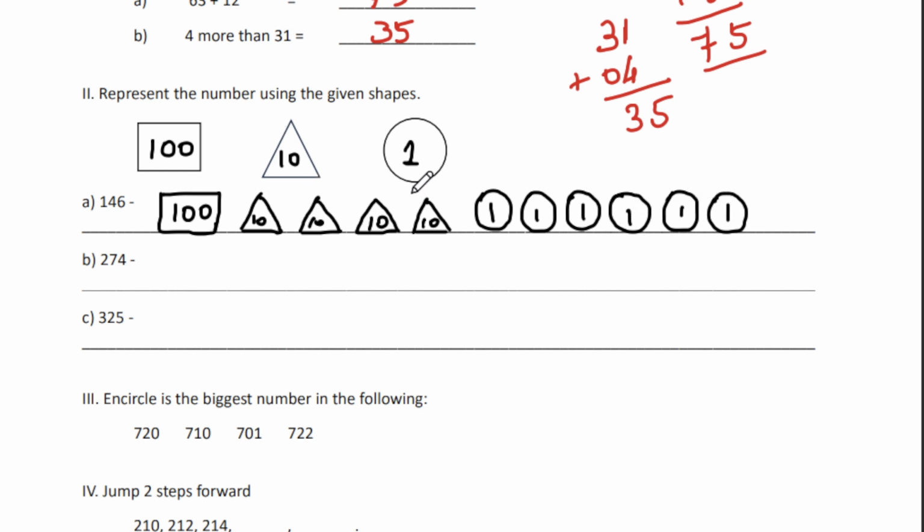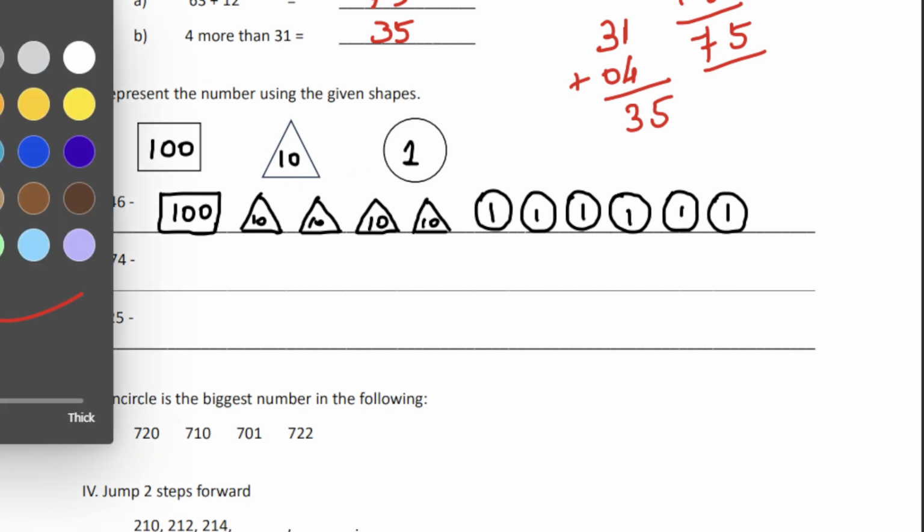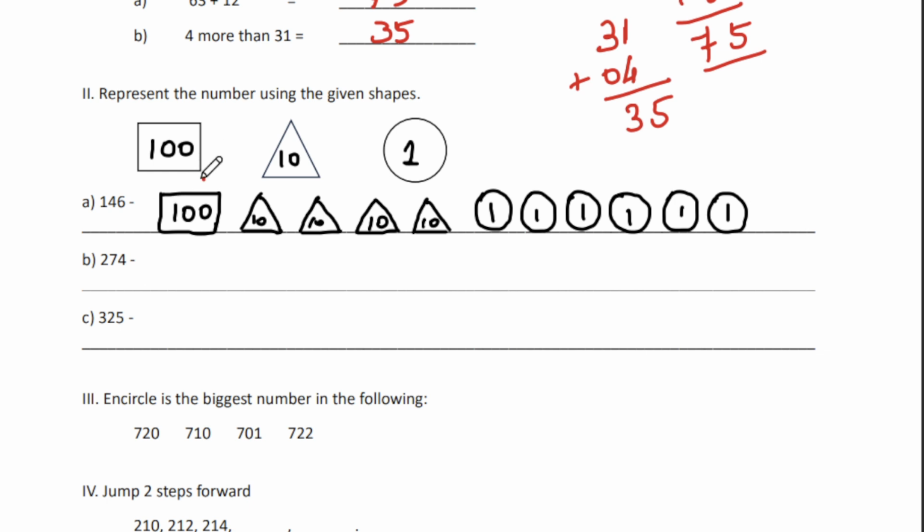Okay. So this is 40. So this one is 100. And this one is 40. And this one is 6. So this one is 6. This one is 40. This one is 100. So 100 plus 40 is 140. 140 plus 6 is 146. Okay. Next we have 274. So 274, how many hundreds are there in 274? We have 2 hundreds. So we'll put a box.